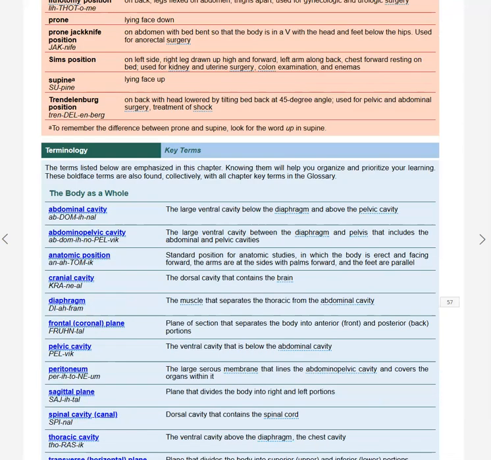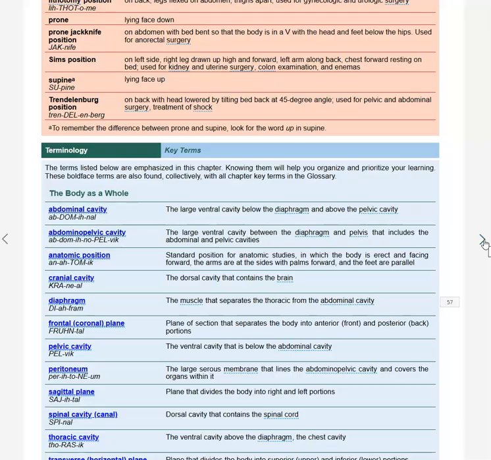Here's another terminology list. This is just heavy terminology, and that's what this course is, correct? Review this, and say these out loud as you read this in the chapter: abdominopelvic cavity, anatomic, cranial, diaphragm, frontal, pelvic, peritoneum, sagittal, spinal, thoracic. Just that simple. You just saying them out loud will help.